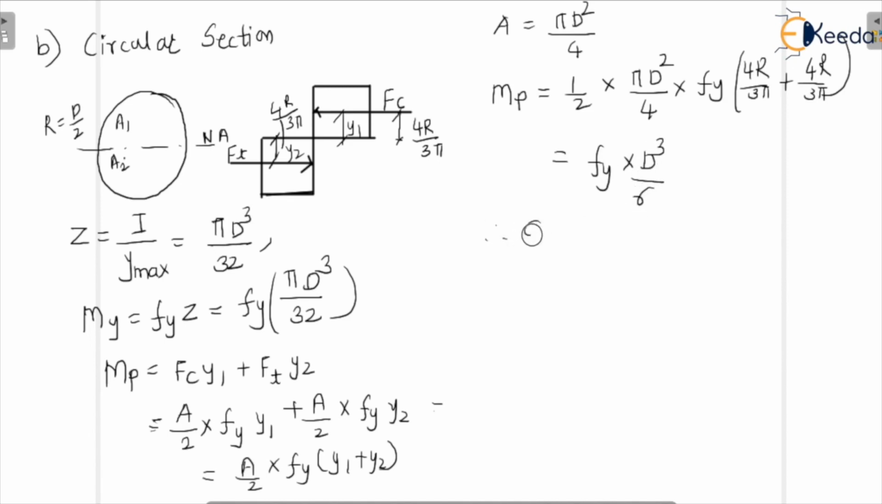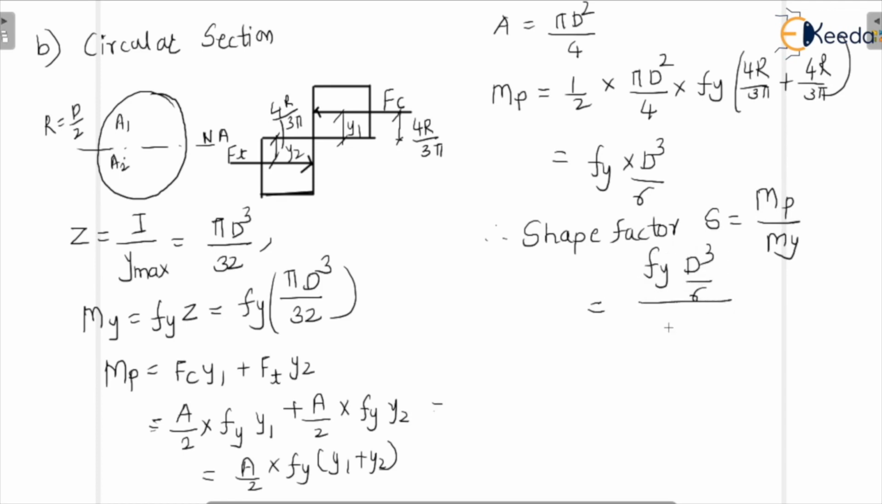So therefore the shape factor S equals MP by My. Substituting whatever answers we got, Fy d cube by 6 divided by Fy pi d cube by 32, we get the answer as 16 by 3 pi. So here the shape factor is 1.698. The shape factor for the circular section is 1.698.